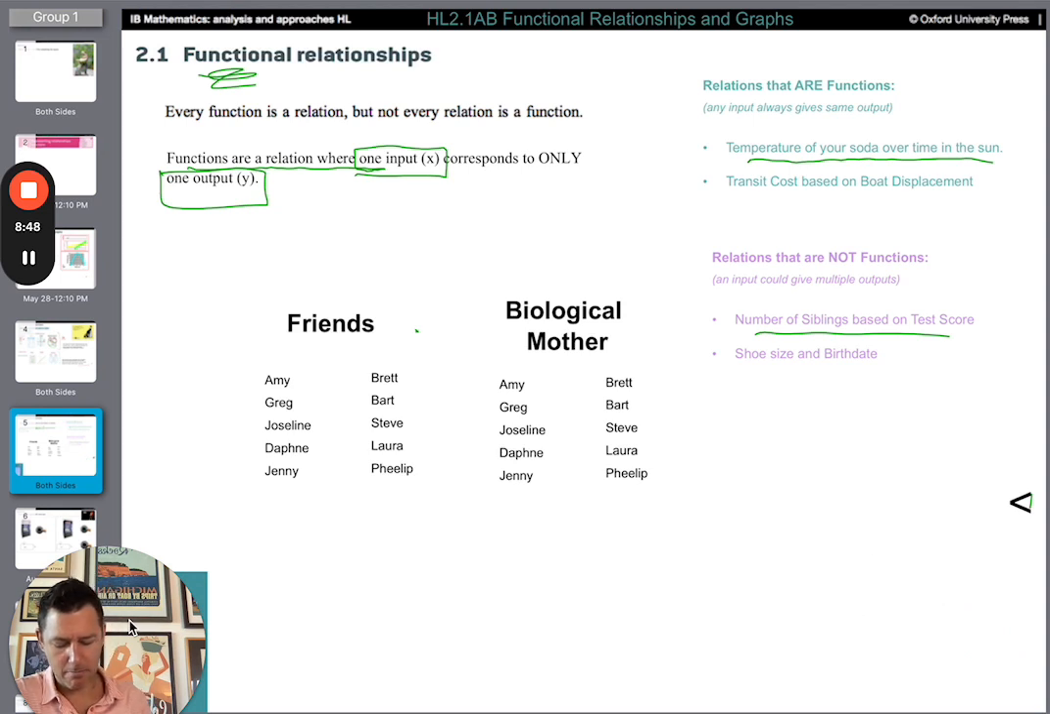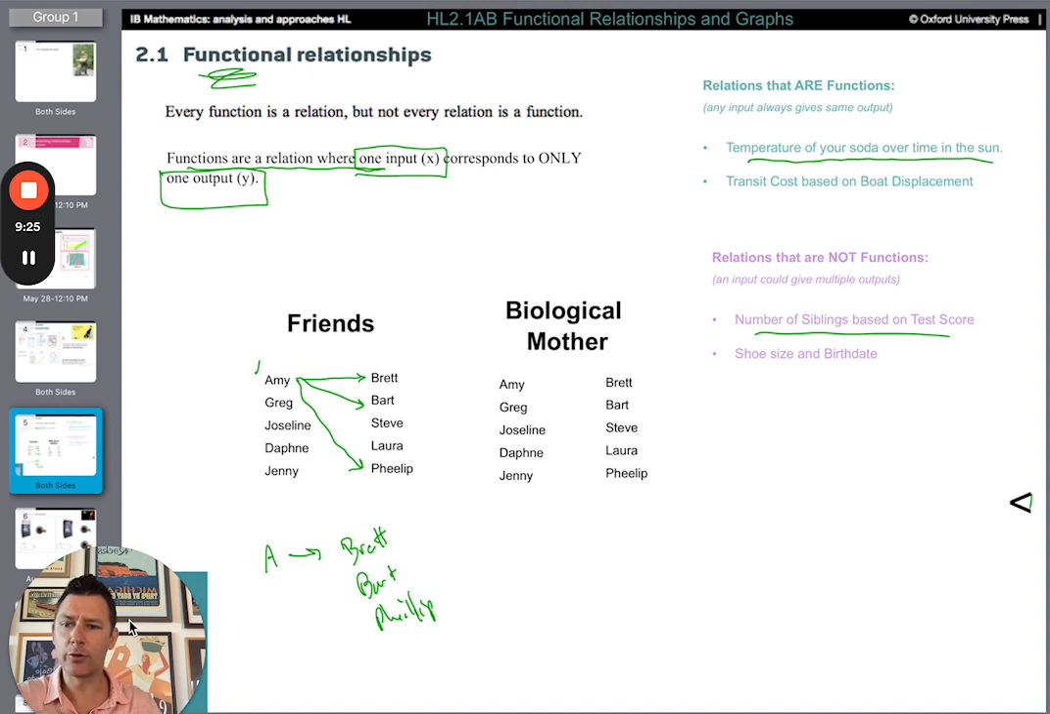Okay. Maybe you're more relationship based. You could think about friends and biological parents. So friends: maybe if our input is Amy, our output is Brett. You ask, Amy, who's your friend? Brett. Hey, Amy, who's your friend? Bart. Hey, Amy, who's your friend? Philip. That's okay. You put in Amy, and sometimes you get out Brett, sometimes Bart, and sometimes Philip. You just keep asking, who are you hanging out with tonight? Sometimes here, sometimes here, sometimes here.